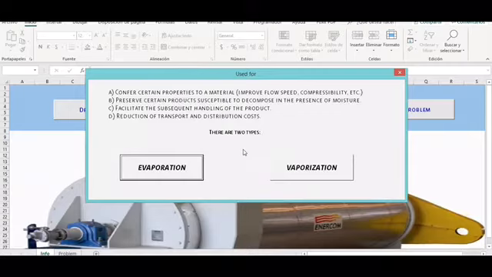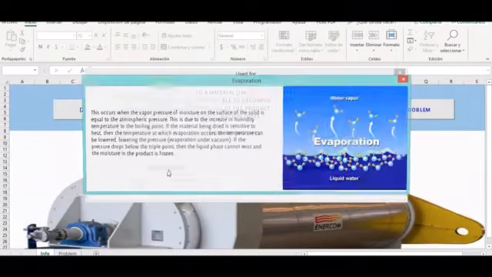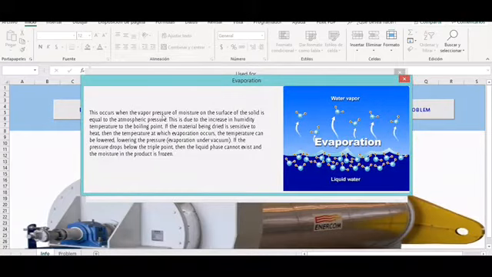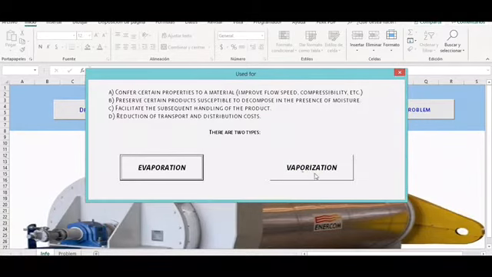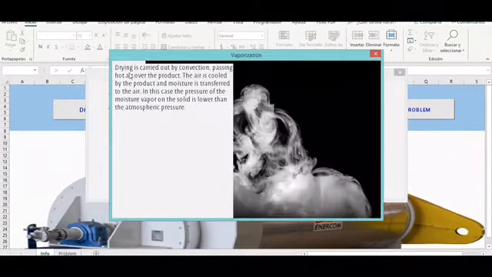We have two kinds. First, the evaporation. If we click on this button, we have a little description of how the vapor pressure of the moisture of the surface of this solid is equal to the atmospheric pressure, so it tends to evaporate the water. And the second one, vaporization, which is carried out by convection, passing hot water air over the product.